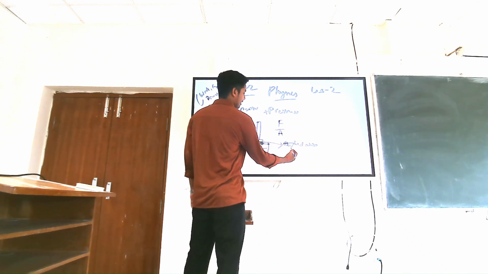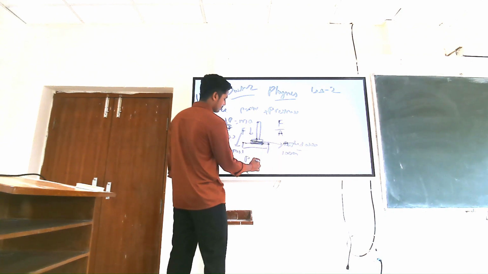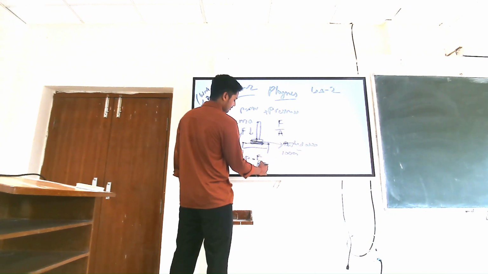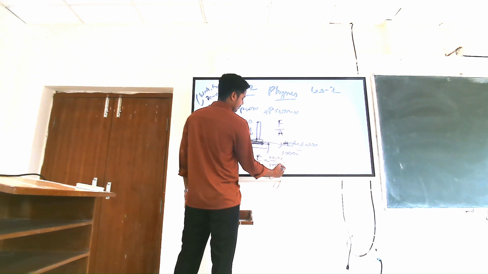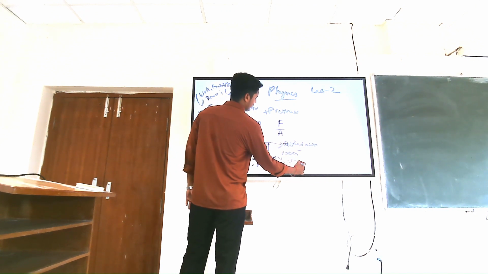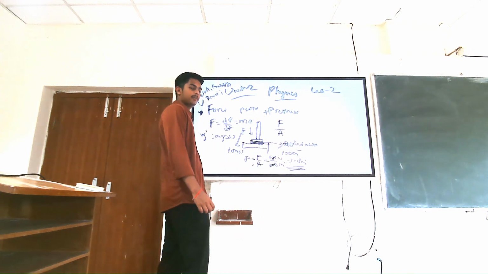Let's say its area is 100 meter square. So pressure equals force per unit area. Force is 100 Newton per 100 meter square, so it is equal to 1 Newton per meter square. And here you can see the unit of pressure is Newton per meter square.